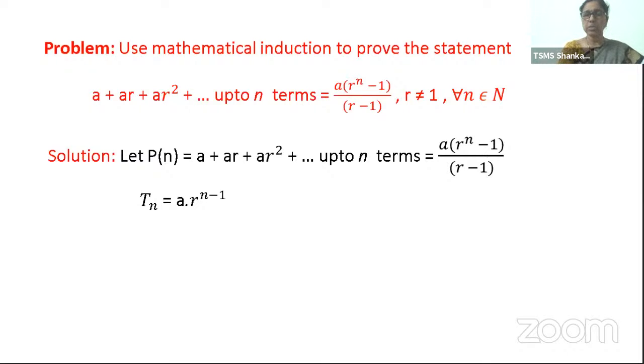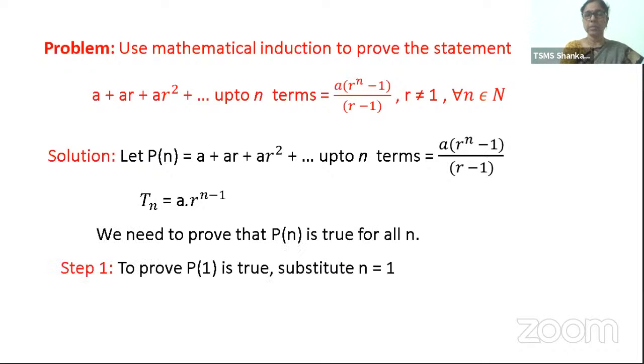Then he has substituted n is equal to 1. The statement is true for n is equal to 1. That's what we have to prove. What is LHS? A into r power 1 minus 1. R power 0 is 1, so it is a, nothing but the first term. What is the right hand side? A into r power 1 minus 1 by r minus 1. They get cancelled and you have a. Is it not? So it is true for n is equal to 1.